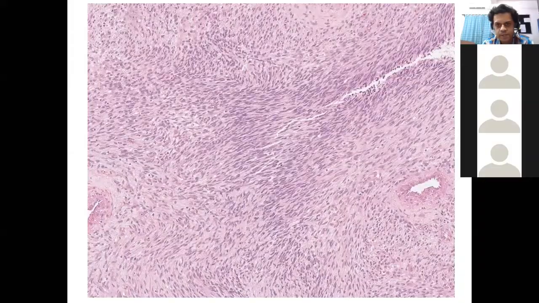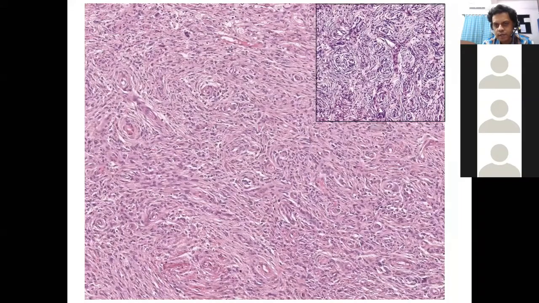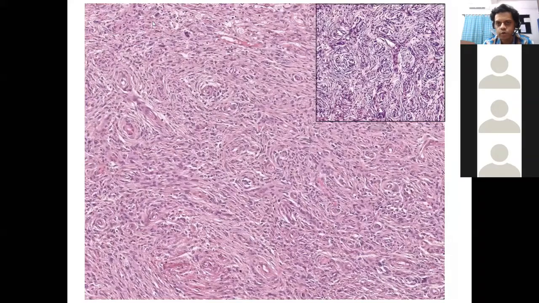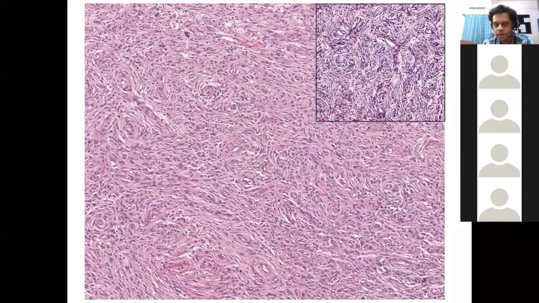So MPNST is the first thing. This was the first pattern that I mentioned, a marbleized, alternating hypo and hypercellular pattern, with the second pattern of intersecting fascicles and diffuse sheets. Now coming to the next pattern, are you able to put a name to it? Does it look like there are small blood vessels around which the tumor cells seem to be accentuating themselves? So, perivascular accentuation. Yes, perivascular accentuation, but there has to be a name.